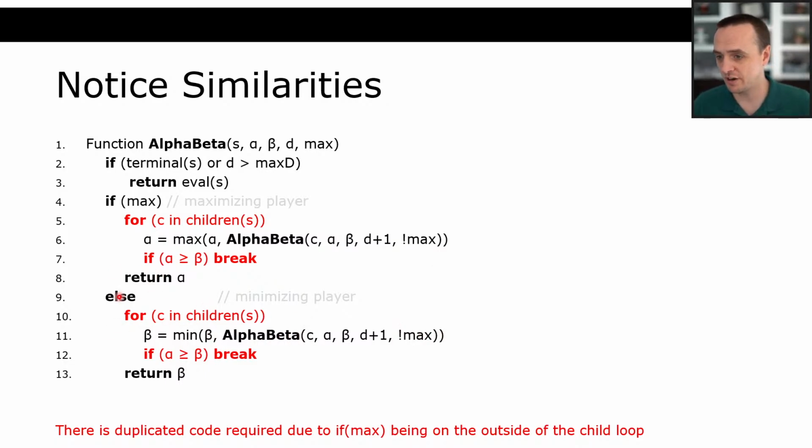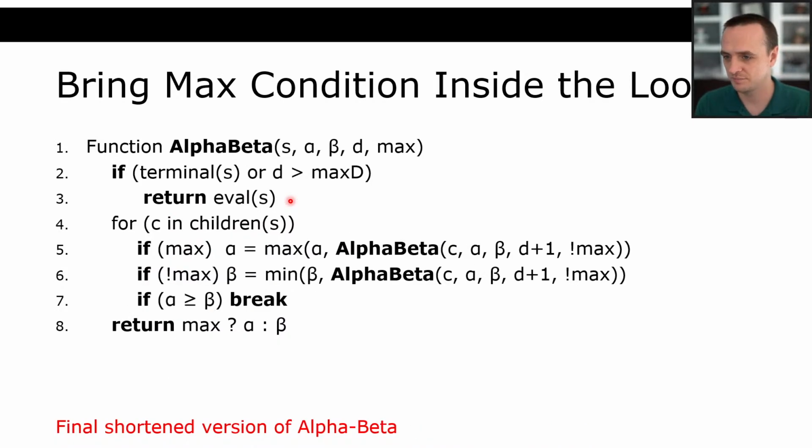And here, I'm returning alpha, and here, I'm returning beta. So if I really want to be a super keener, what I can do is the following. Instead of putting all this code in the max, I can just put that if statement where I'm doing the different thing. So this becomes this.